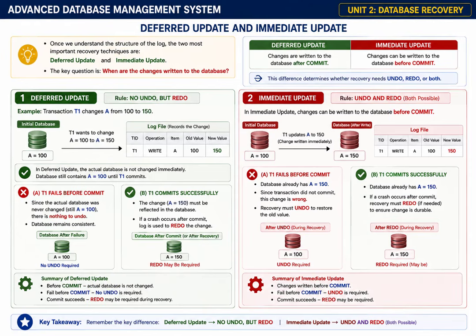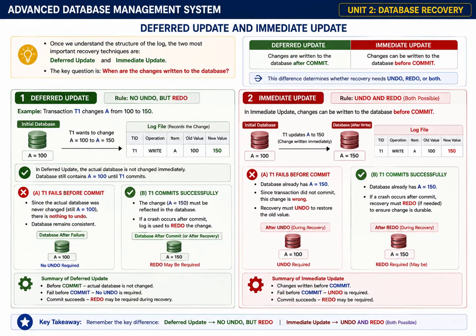So let us first look carefully at deferred update. Deferred update is commonly remembered with a very useful rule. Deferred update means no undo, but redo may be required. Now, don't just memorize this statement. Let's understand why. Suppose the database currently contains A equals 100. Now, imagine that transaction T1 wants to change the value of A from 100 to 150. In the case of deferred update, the actual database is not changed immediately.